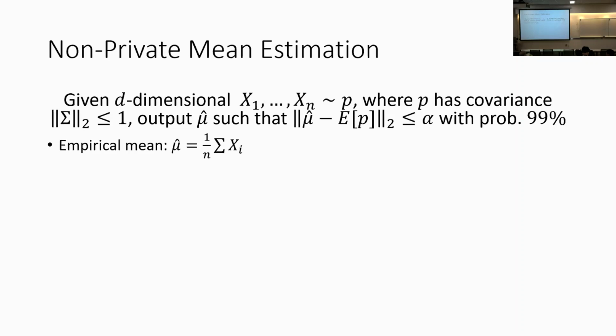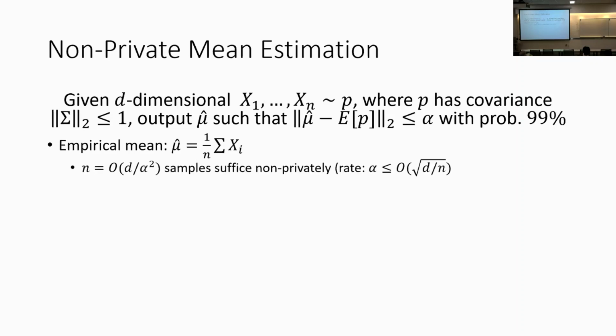And so non-privately, this is very easy to solve. You just take the empirical mean of your data set, and it's not too hard to show that the amount of data you need to solve this problem is d over alpha squared samples.